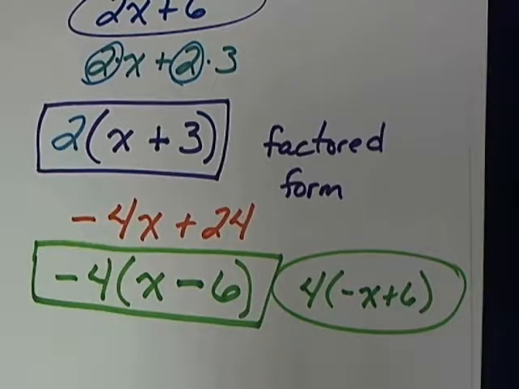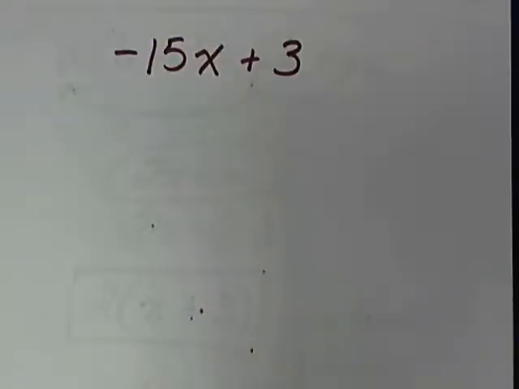Let's do a couple more. What if I had negative 15x plus 3? What's the greatest common factor? What's the thing that they both share? So essentially, if this was a fraction, what would you have reduced? If the negative 15x was on top and the 3 was on bottom, what would you have reduced to make that into a simplified fraction?